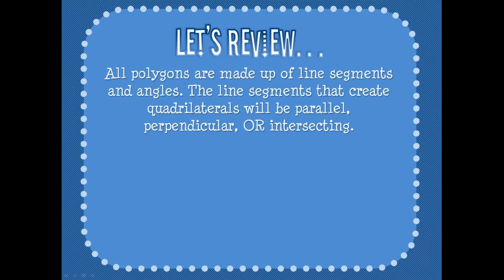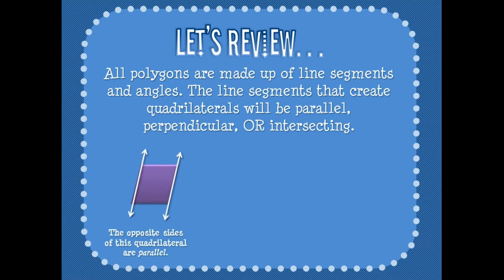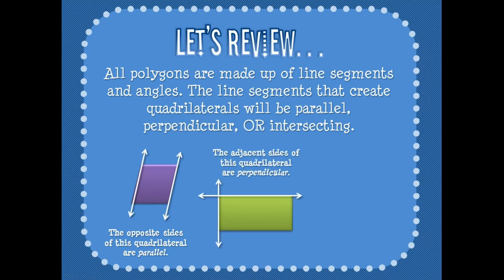Let us review. All polygons are made up of line segments and angles. The line segments that create quadrilaterals will be parallel or perpendicular or intersecting. Look here. In this quadrilateral, the opposite sides are parallel. In this quadrilateral, the adjacent sides are perpendicular. In this quadrilateral, the adjacent sides are intersecting. Observe carefully.